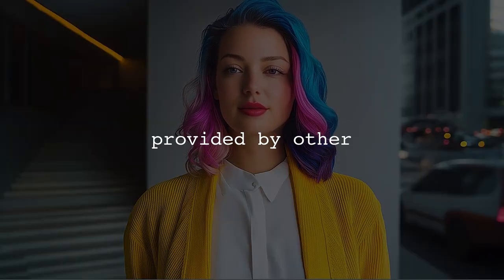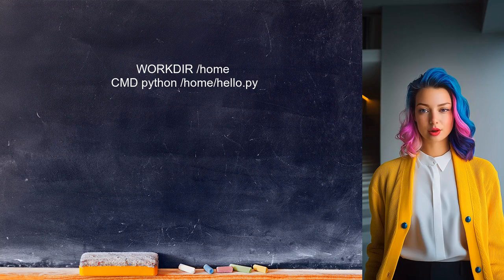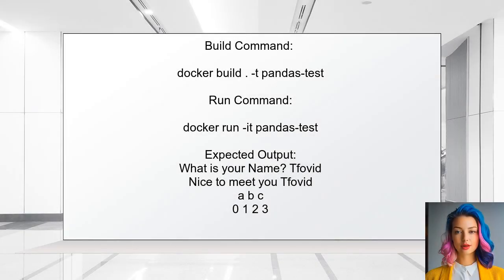Now let's look at the answers provided by other users. An alternative solution suggests using the run command in your Dockerfile to execute commands during the image build process. This user recommends using run for installing Pandas and creating directories, while command should only be used once to specify the command that starts the container. After building the image with the command docker build -t pandas-test, you can run it using docker run pandas-test. This will execute your script correctly, allowing for interaction and proper use of Pandas.